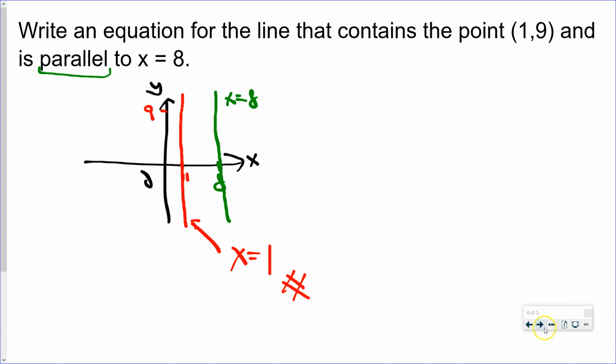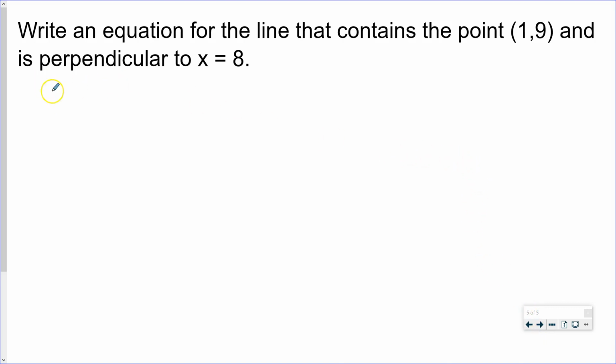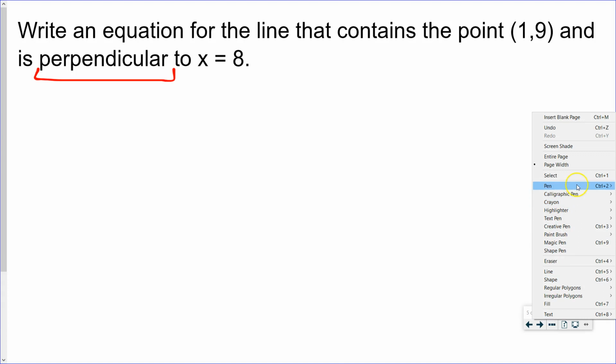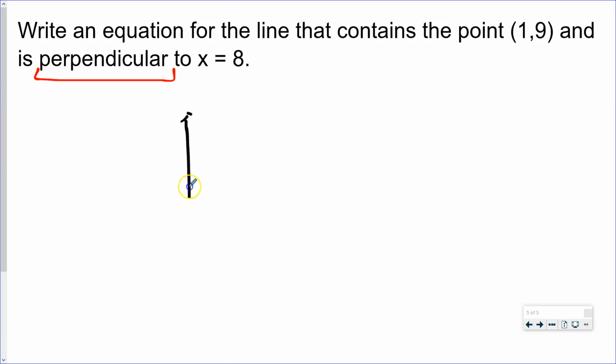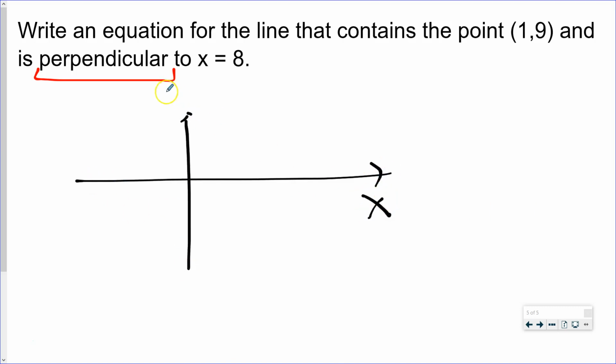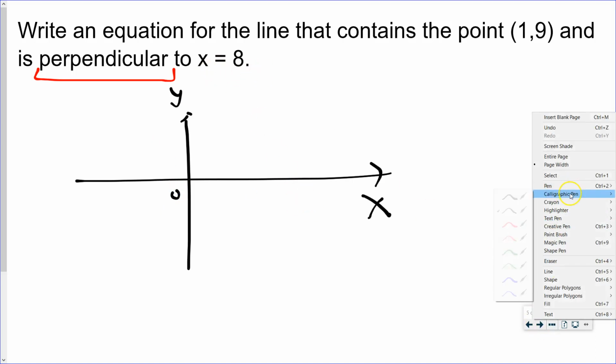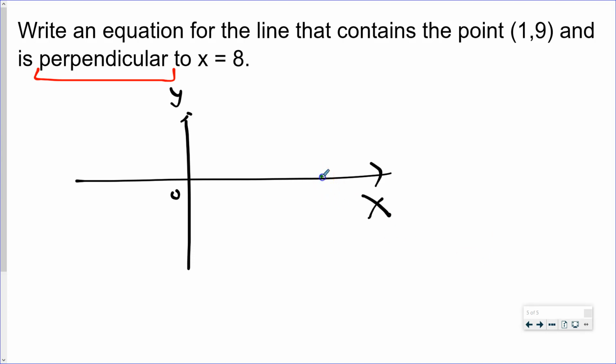The next one is a little bit different, as in this word is different. Nothing else is different from the previous question. This time it says, find an equation for the line that contains the point (1, 9) and is perpendicular to x equals 8. So I'm just going to quickly draw it first. So x is equal to 8. That didn't change anything from one question to the other. We're going to draw this vertical line right in the middle, right there.